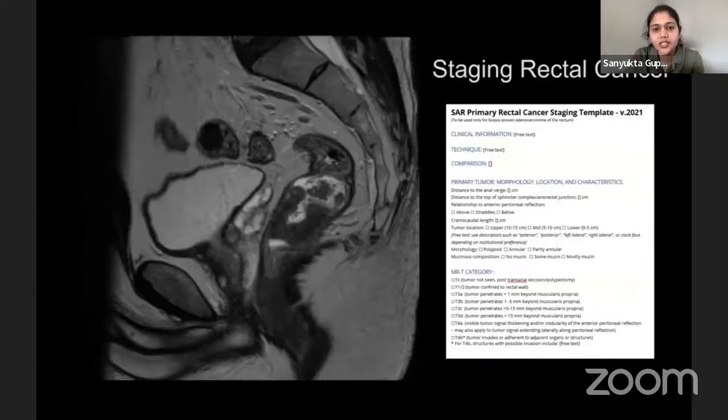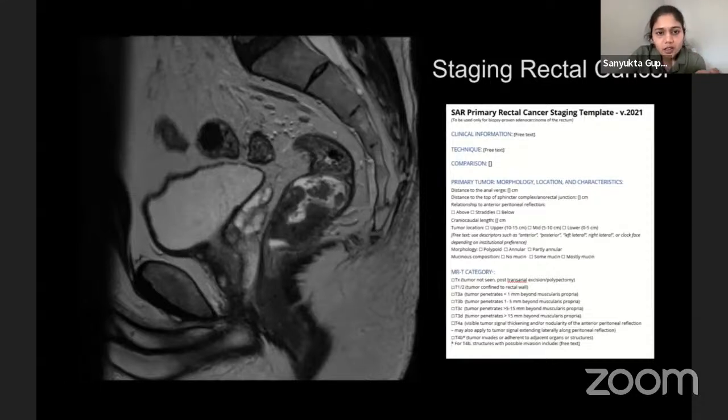So this is how we present the report in a template. This is by the Society of Abdominal Radiology. And for the primary tumor, we give the distance to the anal verge, distance to the top of the sphincter complex or the anorectal junction, relationship to anterior peritoneal reflection, whether the tumor is above the anterior peritoneal reflection, whether it is straddling or just at the level of the anterior peritoneal reflection, or whether it's below. The total length of the tumor, location, whether it's in the upper, mid, or the lower rectum, involvement, morphology of the tumor. This is very important to know about where the tumor is in a circumferential manner.